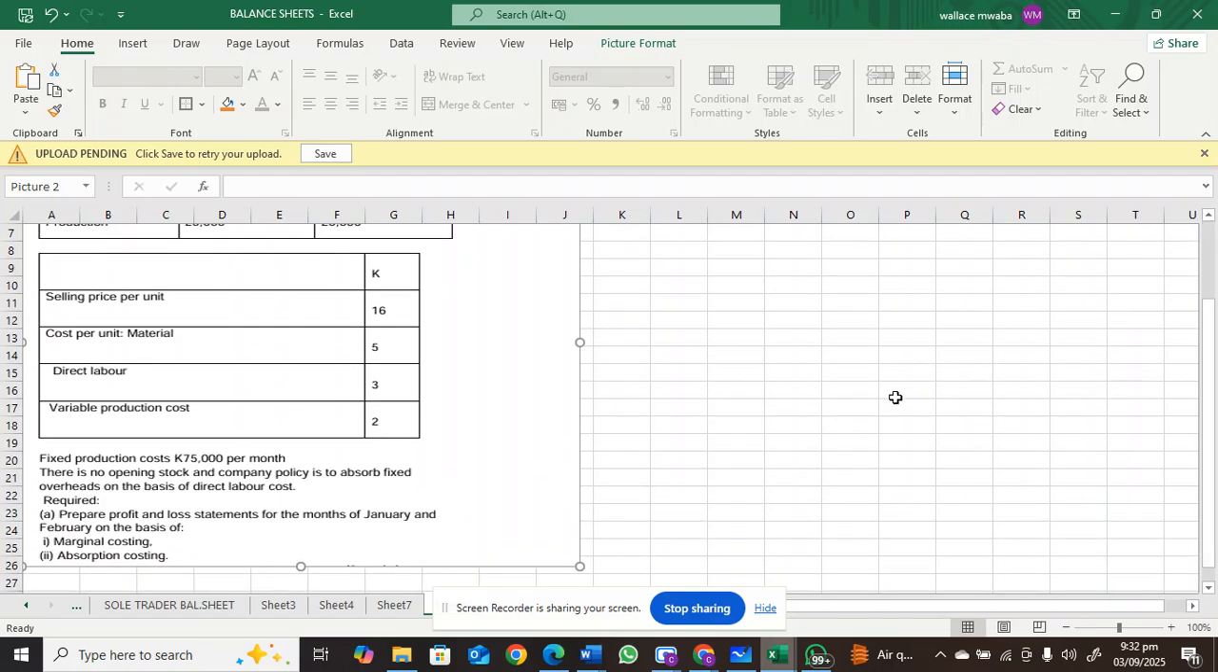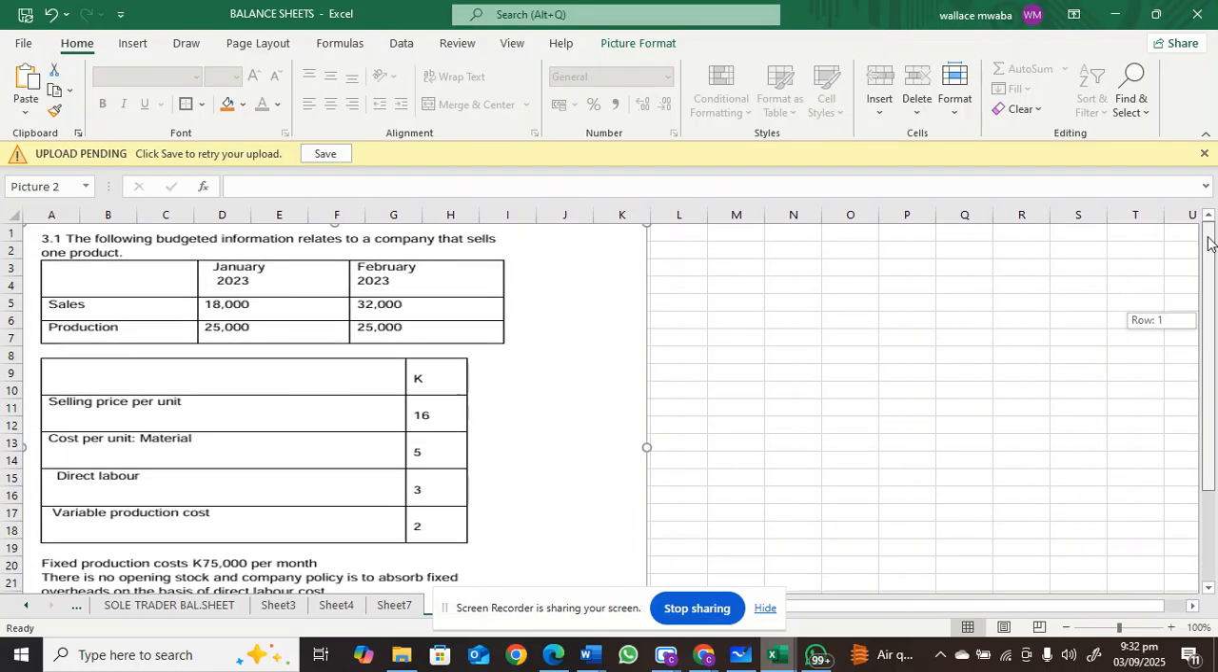They've told us fixed production costs are 75,000 per month. There is no opening stock, and the company policy is to absorb fixed overheads on the basis of direct labor cost required. Prepare profit and loss statements for the months of January and February on the basis of marginal costing and absorption costing.